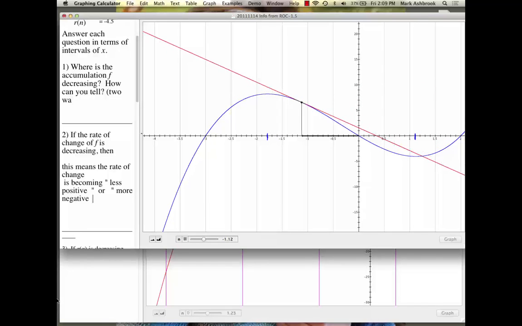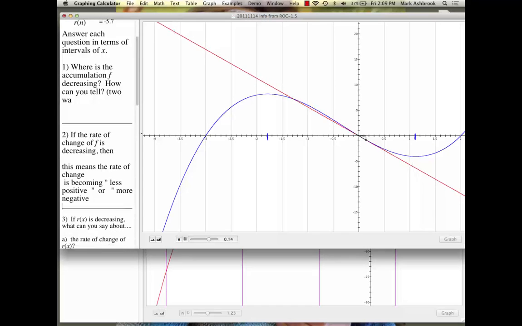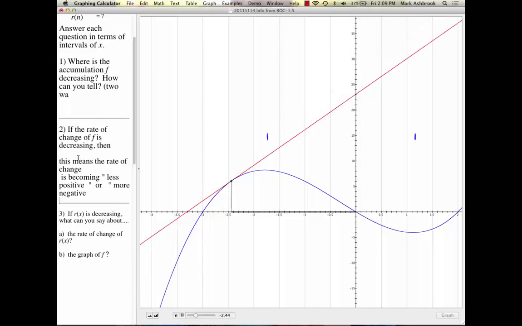Try it again here. Sorry. So we're talking about Rx is decreasing. Maybe. Let's do this. There we go.